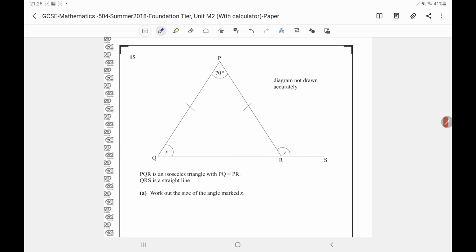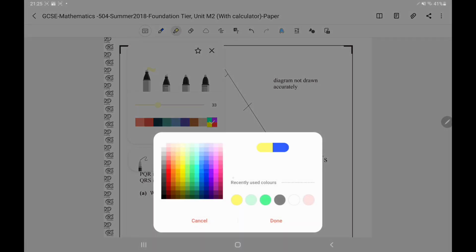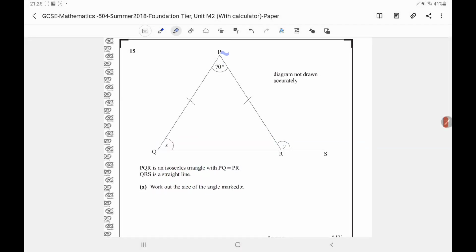Question 15 is an angles question. So PQR just means from P to Q to R. The triangle PQR. Now it says PQ equals PR in length. And it doesn't even need to say that because on the diagram it has these two wee dash lines. So because those dash lines are there, that means that's an isosceles triangle.